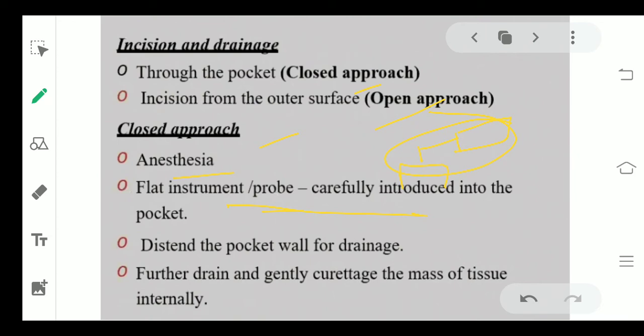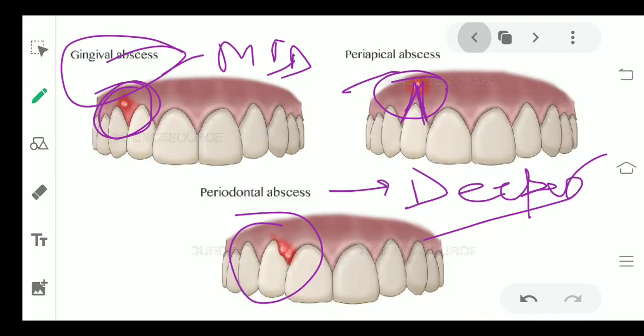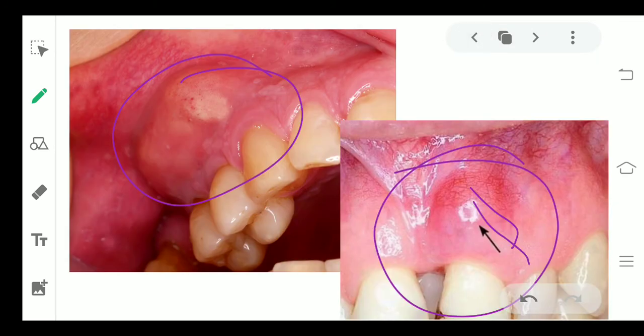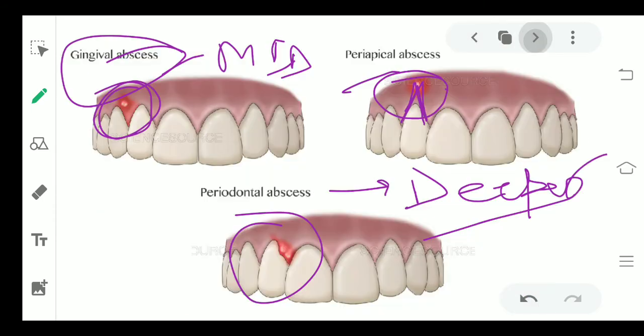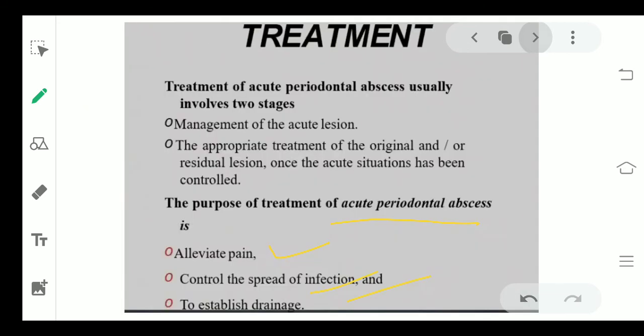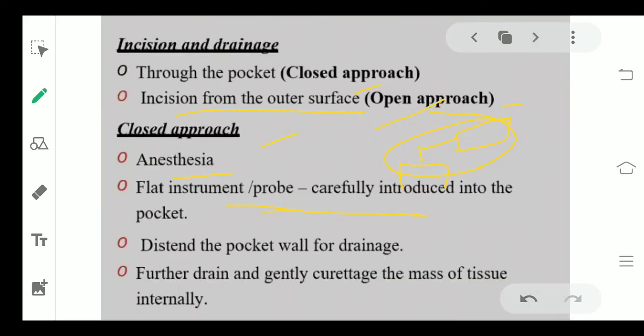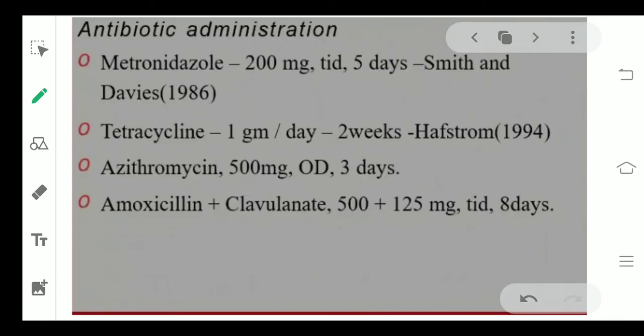Now comes the open approach, which we generally do in any kind of surgery. In these cases, we are going to make the incision on the outer surface, and the incision will be made at the most prominent side of the abscess. If you see this abscess, and if we have to make an incision, we will be making the incision on the most bulged out, prominent part of the abscess. Like this, outerly we will be making an incision. After we have made the incision, we will completely drain out the pus from that region.